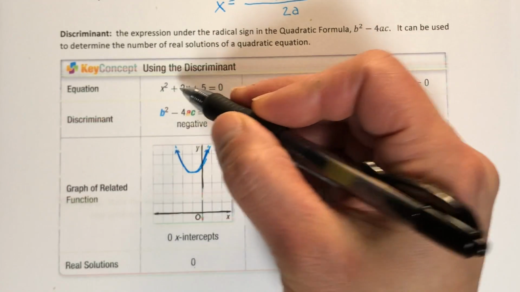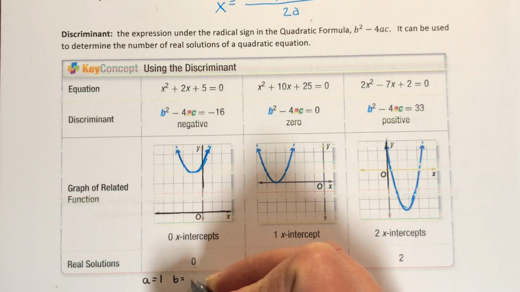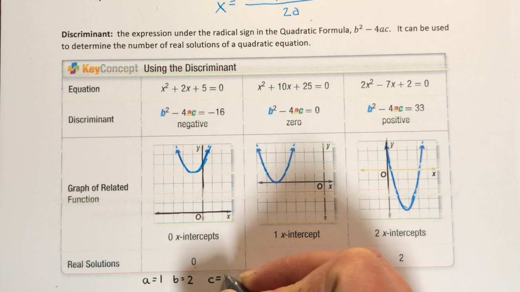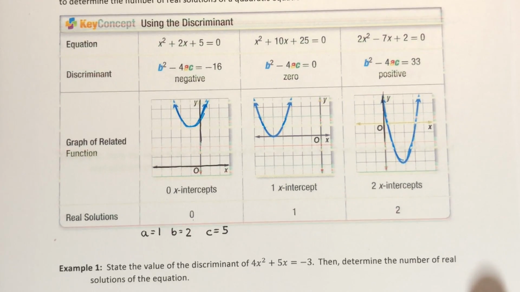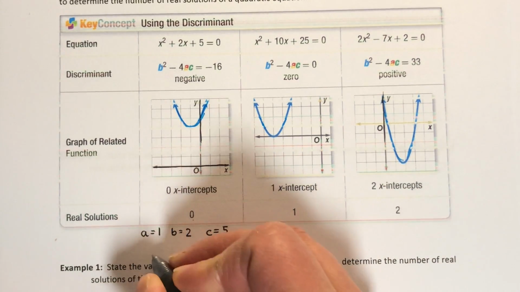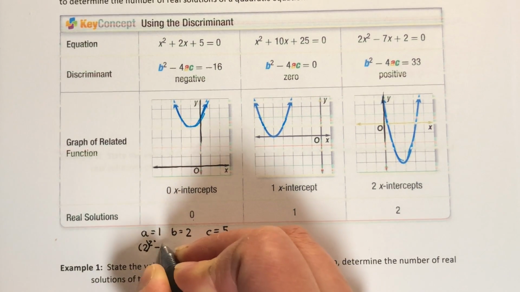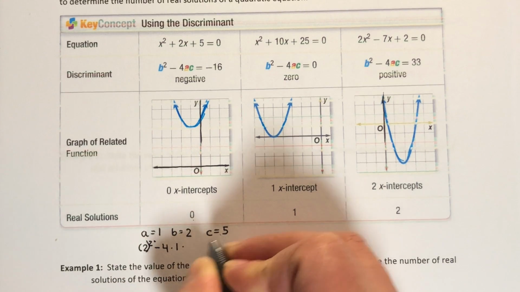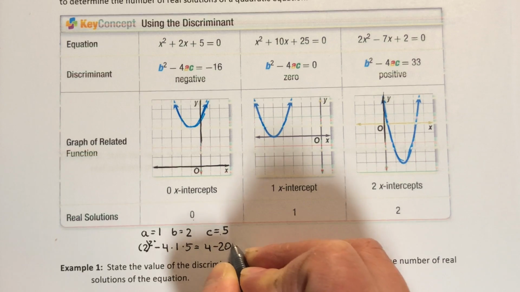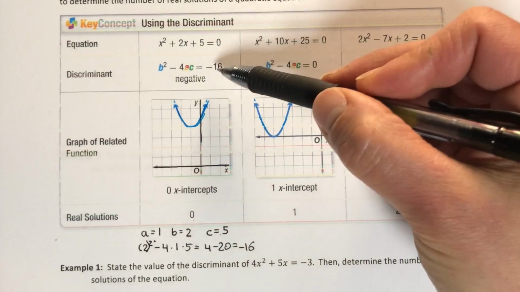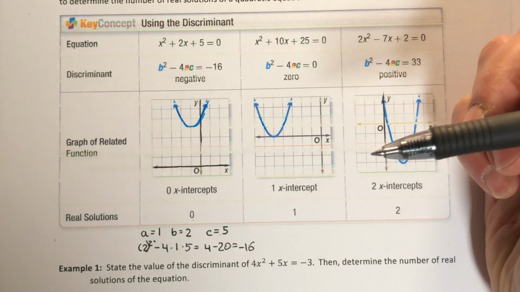If we think about this one, a is equal to 1, b is equal to 2, and c is equal to 5. If we actually want to figure out what that number is, we would say b squared minus 4 times 1 times 5. 2 squared is 4. 4 minus 20 is equal to negative 16. And that's exactly what we have right here. I just plugged in all the numbers, so we see that the discriminant is negative.